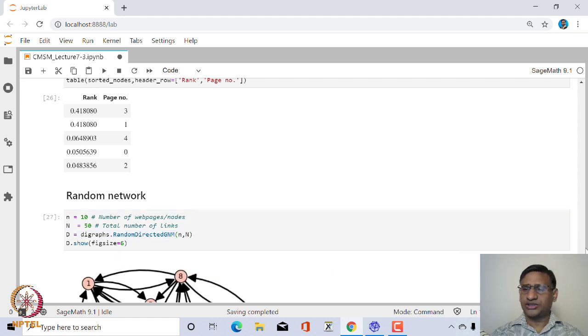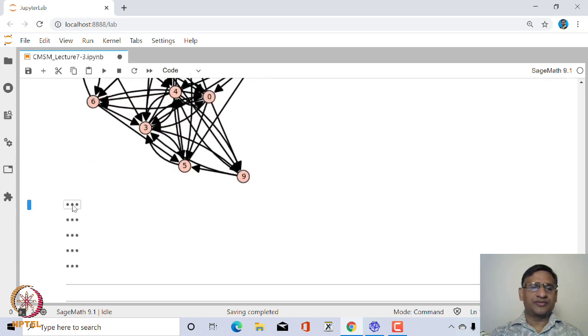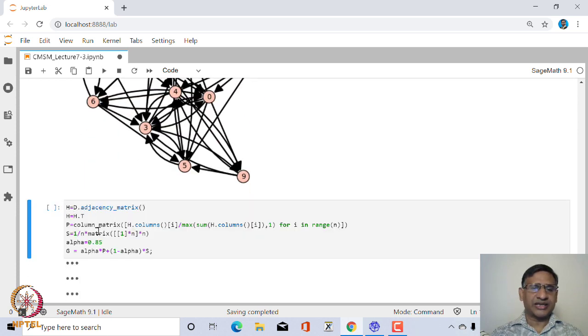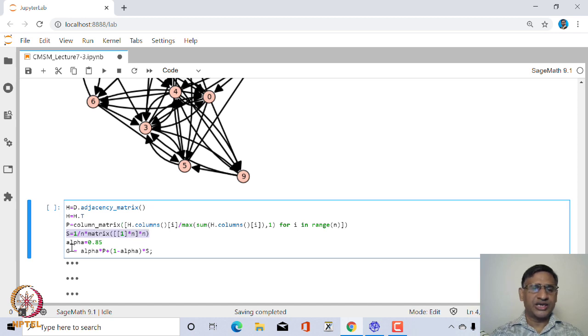When you show this, this is what you get. It looks somewhat complicated, not too much, right. Now what we can do is find the adjacency matrix and then the transition matrix P of this network, and then find this matrix S which is 1 by n for every i and j, and take alpha to be 0.85 and G, that is the Google matrix, to be alpha times P plus 1 minus alpha times S.